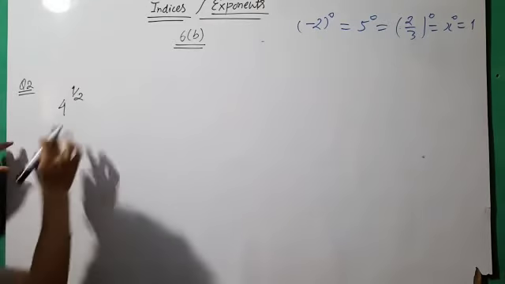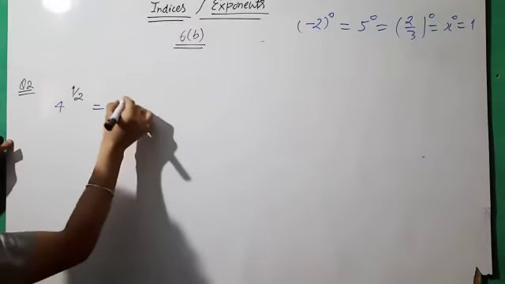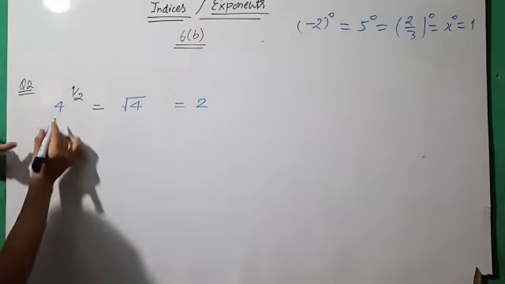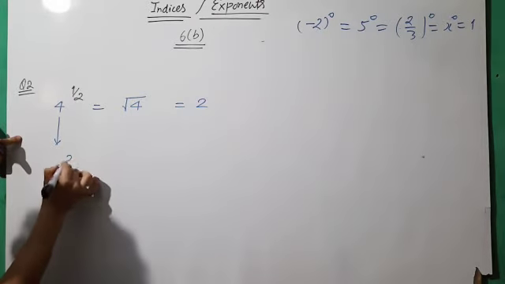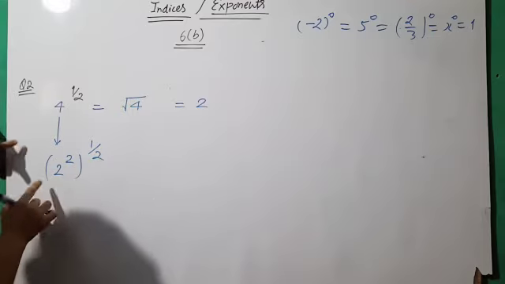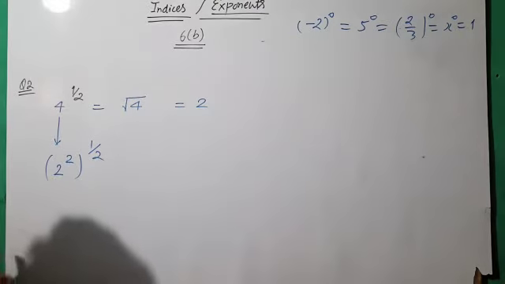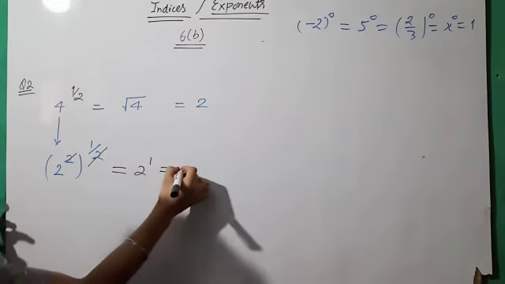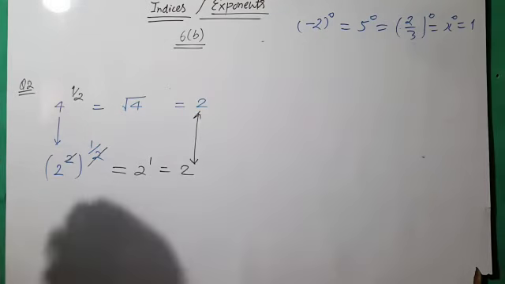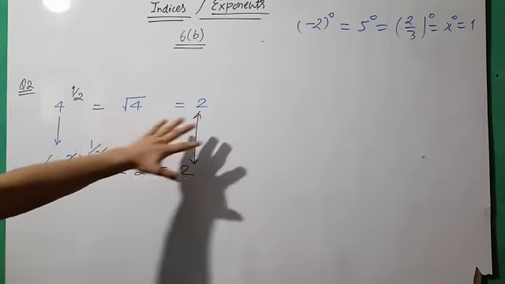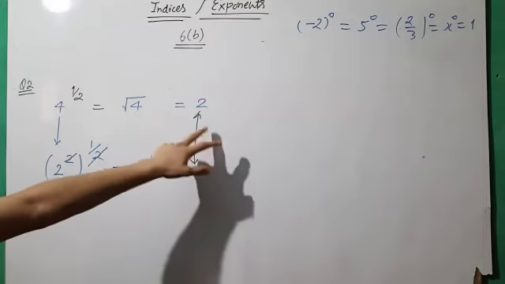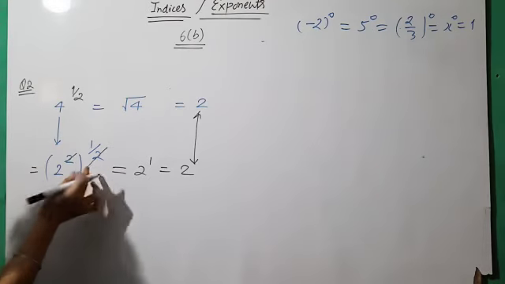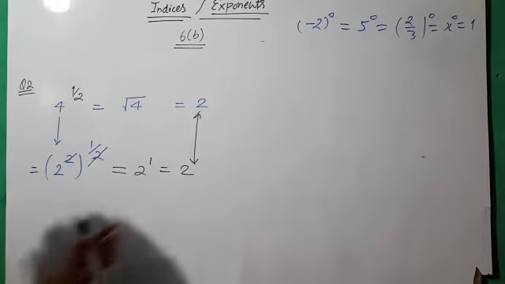You are familiar with 4 to the power half as under root of 4. We know under root of 4 is 2, but we can also write 4 as 2 squared, so 2 squared to the power half. It means we can cancel out this 2 with this, and we have 2 to the power 1, that is 2. So both answers are the same. By the root concept under root 4 equals 2, and by using the concept of exponents we can split first, then cancel out, and again the answer is 2.